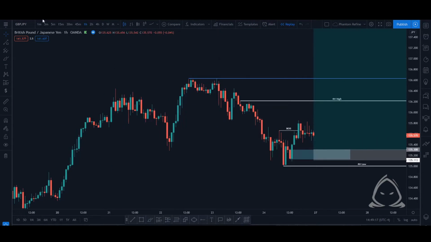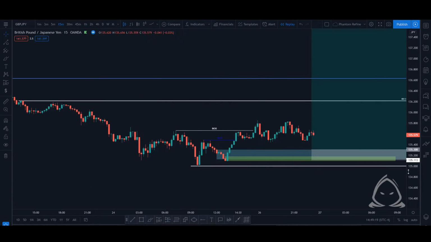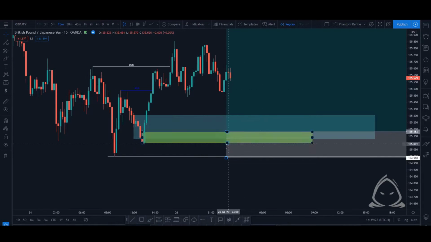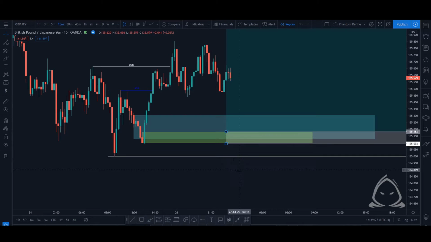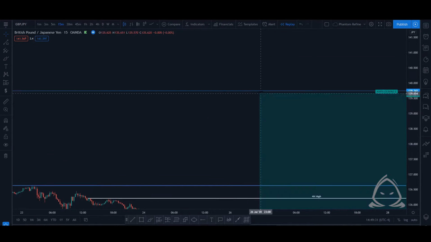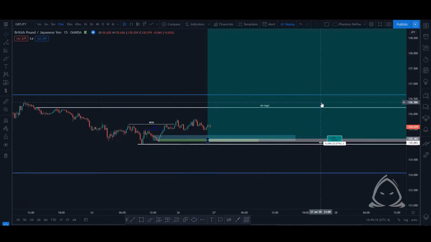hour trade. Now if we take that same trade and refine it down to the 15-minute, placing our buy limit order just above the 15-minute order block and stop loss just below the 15-minute order block, it changes the overall potential of this trade to 50.91.